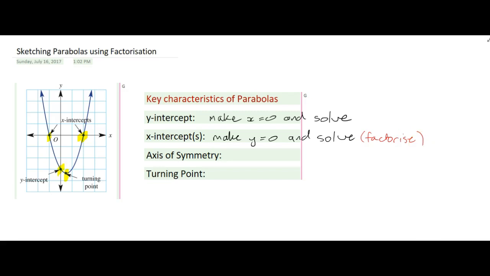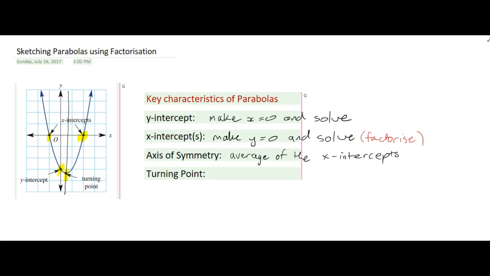Axis of symmetry is another thing we could find out, which if we were to draw a line through the centre of this, is straight through the middle there. Sorry about the not so straight line, but to find the axis of symmetry, you find the average of the x-intercepts. Okay, so what you're actually doing there is you're finding the halfway point, because parabolas are symmetrical about the axis of symmetry. The x value of the turning point is going to be halfway between the two x-intercepts. And I'll show you how to do that in a little bit as well.